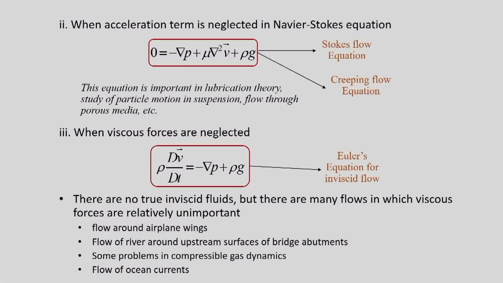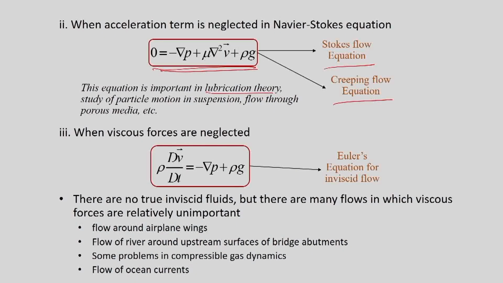Now, in the Navier-Stokes equation, if you do not consider the acceleration term, that is the temporal term, and the convective terms, that is, the momentum flux due to convection, then the Navier-Stokes equation can be written as minus del p plus mu del square v plus rho g is equal to 0, which is also known as the Stokes flow equation, or the creeping flow equation. This has important significance in cases where the motion is very small, almost stationary or moving with a very small velocity.